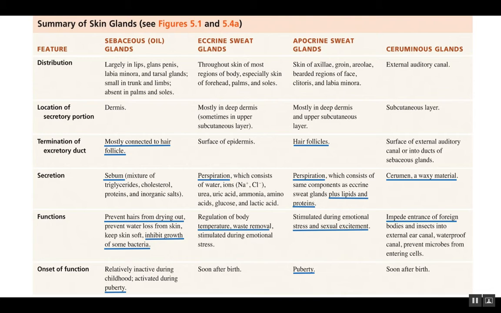So we have the oil glands, sweat glands, and the ceruminous glands that produce earwax. Sebaceous glands are the glands that produce oil. You'll notice down here that oil is known as sebum. Sebum is a mixture of triglycerides, cholesterol, some proteins, and some inorganic molecules. The function of sebum is numerous.